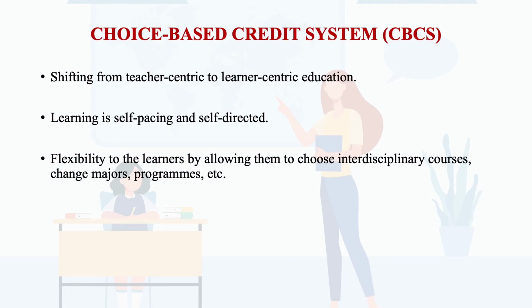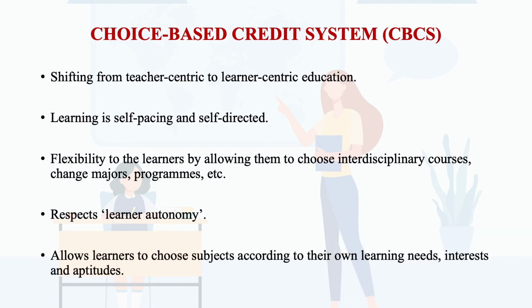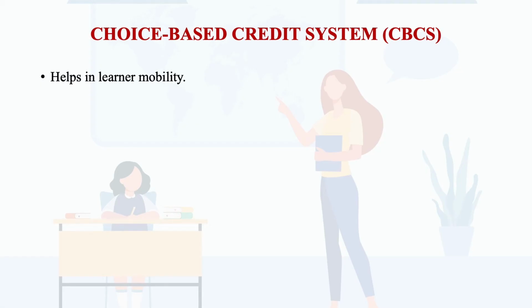involved in the process of assessment. And further, flexibility to the learners by allowing them to choose interdisciplinary courses, change major courses at the same time in the program. So they should have that opportunity to choose the courses that they want to pursue. Here the space is given to the learners that they can select a course of their own choice. Then learners' autonomy is also given importance, that it allows learners to choose subjects according to their own learning needs, interests and aptitude. A management student, or science students, can select a subject of music, can select a subject of accounting. That opportunity should be given to the learners. And further, it helps in learner mobility, that learners can move from one institute to another institute.